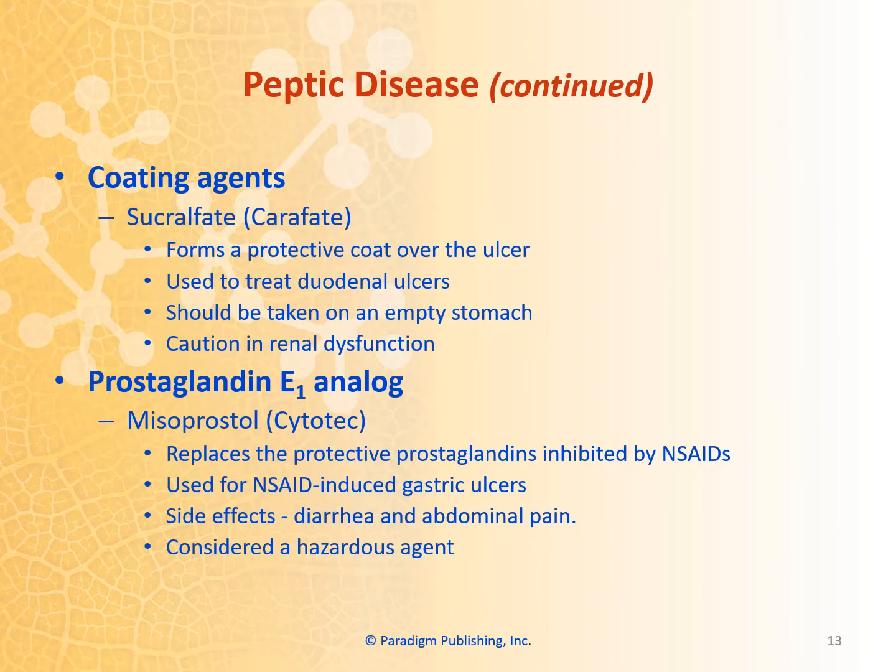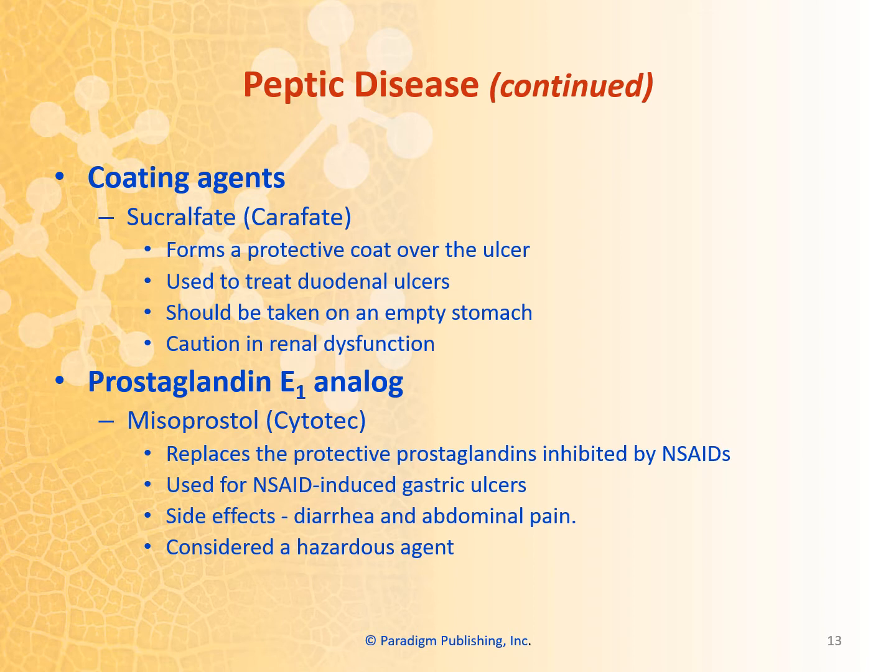So there's different types of peptic disease treatments. There's coating agents. This is one that you're going to see a lot probably in retail pharmacy. It's called Carafate. Actually, we use that in the hospital a lot as well. We make several different mouthwashes with that because it can coat the lining of your mouth for things that are irritants. But the sucralfate, or Carafate as the brand name, forms a protective coat over the ulcer. It's used to treat duodenal ulcers, should be taken on an empty stomach, and it can cause renal dysfunction.